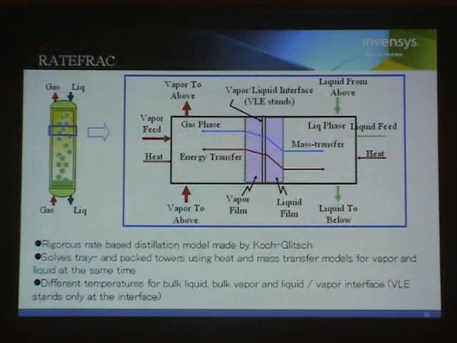Now RateFrac is embedded on Flue. RateFrac is a rigorously based, rate-based distillation model made by Kubota. RateFrac solves tray and packing towers using heat and mass transfer models for the vapor side and liquid side at the same time. Different temperatures for bulk liquid, bulk vapor, and vapor-liquid interface are assumed. Vapor-liquid equilibrium is assumed only at the interface.